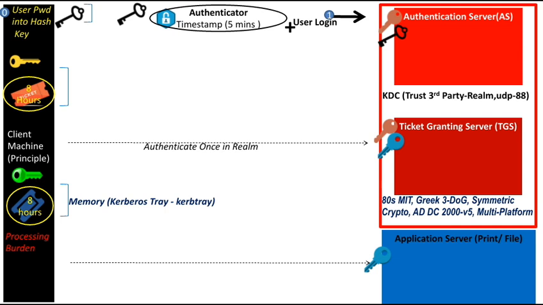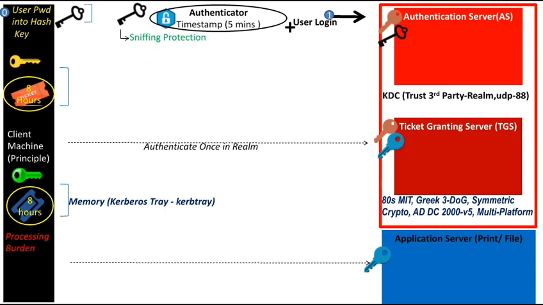So this password hash acts as a key, a shared secret key between the client and the authentication server. Moreover, the user also sends its user login, so that the authentication server can retrieve its password hash from the database by comparing the user login, and then it can use this password hash to decrypt the authenticator.